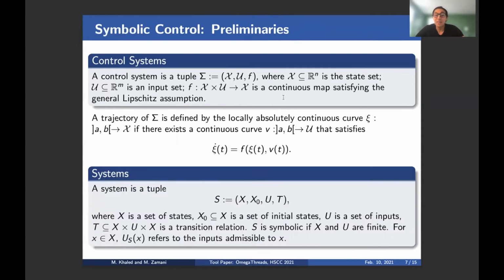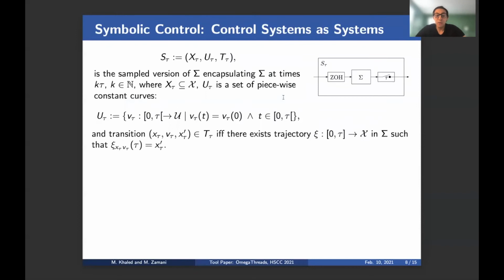On the other hand, a system is a tuple x, x0, u, t, where x is a set of states, possibly finite, x0 is an initial set of states, u is an input set that is also possibly finite, and t is a transition relation. We say that a system is symbolic if x and u are both finite sets. For an x, we use ux for referring to the inputs admissible to x. A sampled version of sigma called S tau is a system x tau, u tau, and t tau, which encapsulates the behavior of sigma at sampling times k tau. You may think of it as a control system surrounded by a sampler and a zero order hold.